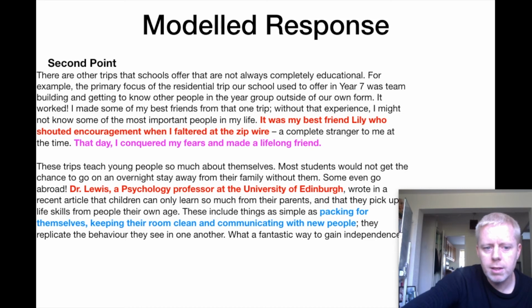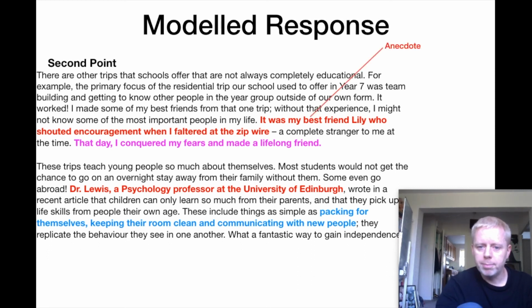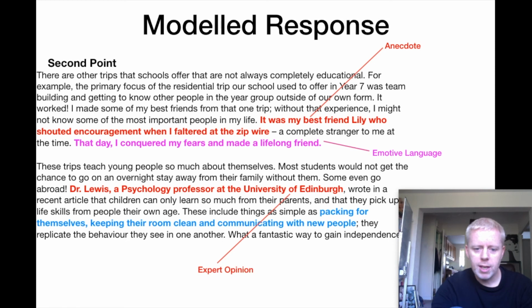These trips teach young people so much about themselves. Most students would not get the chance to go on an overnight stay away from their family without them. Some even go abroad. Dr. Lewis, a psychology professor at the University of Edinburgh, wrote in a recent article that children can only learn so much from their parents and that they pick up life skills from people their own age. These include things as simple as packing for themselves, keeping their room clean and communicating with new people. They replicate the behaviour they see in one another. What a fantastic way to gain independence. Anecdote, emotive language, expert opinion, and rule of 3 again.